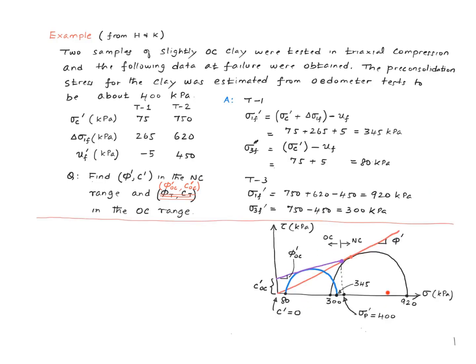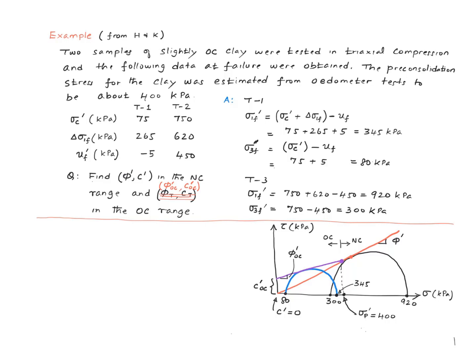So here are my Mohr circles. This black circle here corresponds to test number 2, and therefore that's in the normally consolidated range. And this point right there, the one that separates the normally consolidated from the over-consolidated range, we are going to take as the pre-consolidation pressure, which is 400 kilopascal. This blue circle here corresponds to test number 1, and therefore that's in the over-consolidated range.